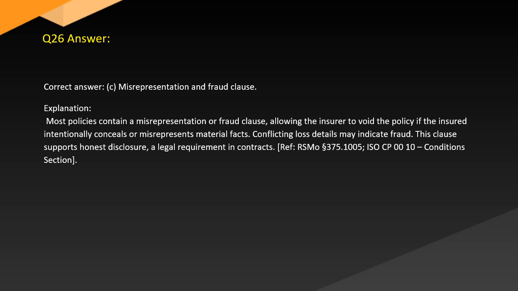Answer. Correct answer: C. Misrepresentation and fraud clause. Explanation. Most policies contain a misrepresentation or fraud clause, allowing the insurer to void the policy if the insured intentionally conceals or misrepresents material facts. Conflicting loss details may indicate fraud. This clause supports honest disclosure, a legal requirement in contracts. Ref. ISO 1005, OCP 010, Conditions section.